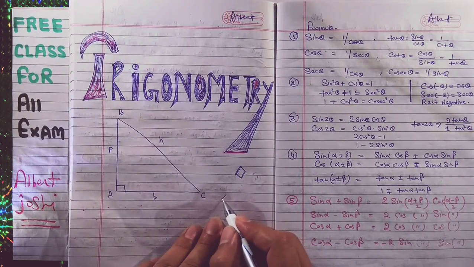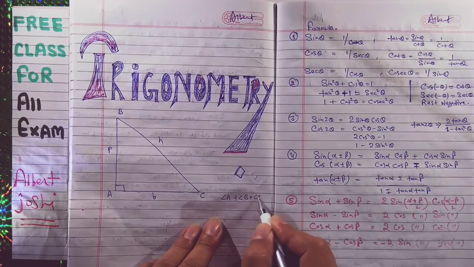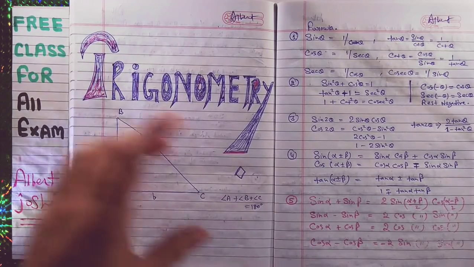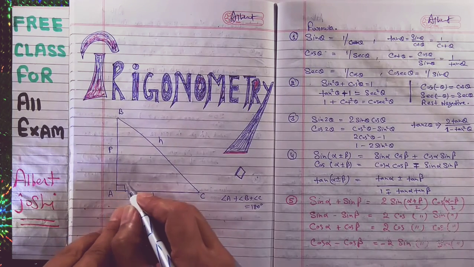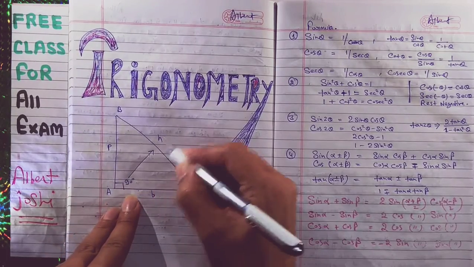The first formula: angle A plus angle B plus angle C is equal to 180 degrees. In a triangle, if one angle is 90 degrees, then the side opposite it will be the hypotenuse.